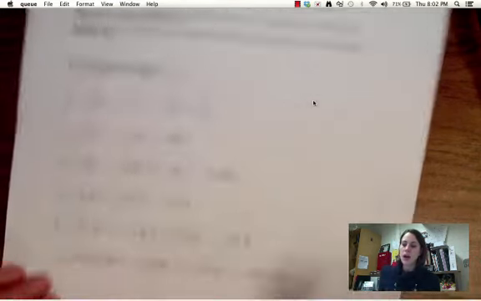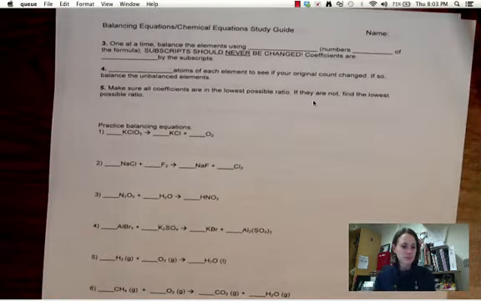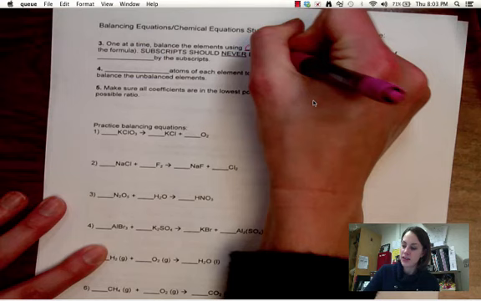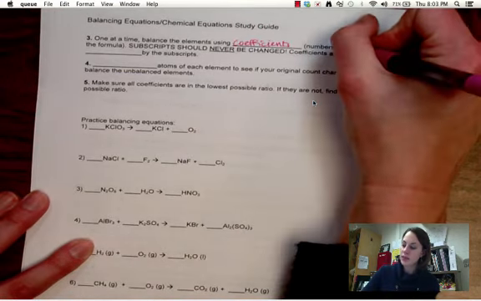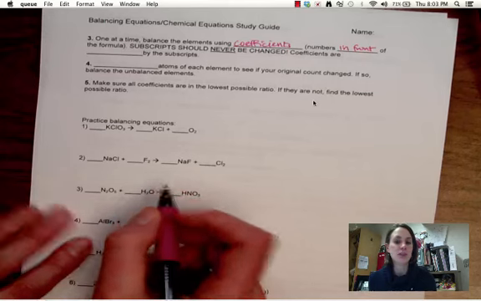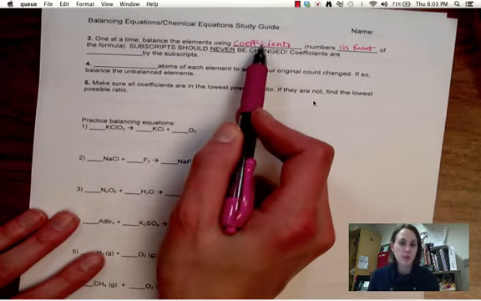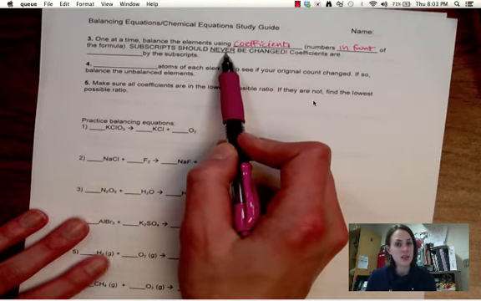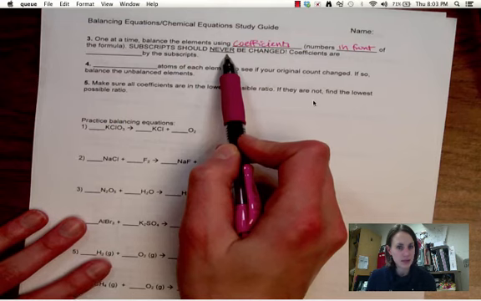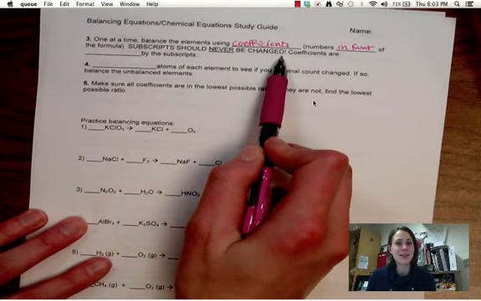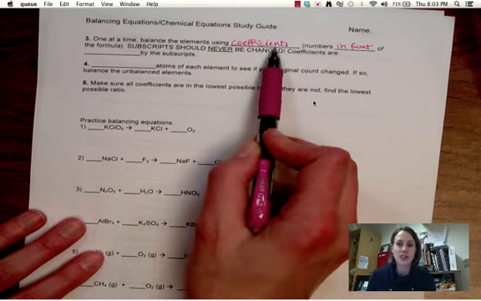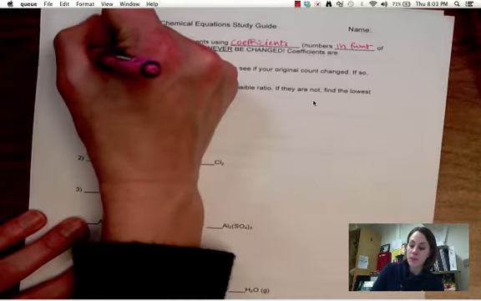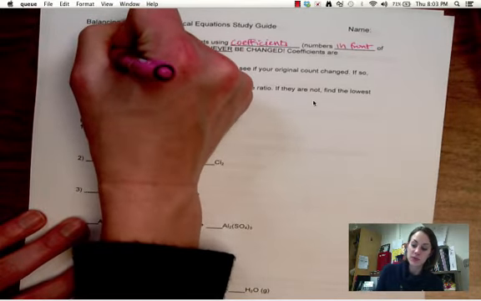All right? On the third page, one at a time, we have to balance our elements using coefficients. And these are numbers in front of the formula. And these are really, really important numbers because what this says is you cannot change the subscripts. You cannot change the subscripts on formulas. You might want to highlight that or underline that because that is a really big idea. You can only change the coefficients. What that means for your math is that coefficients are multiplied by the subscripts, okay?